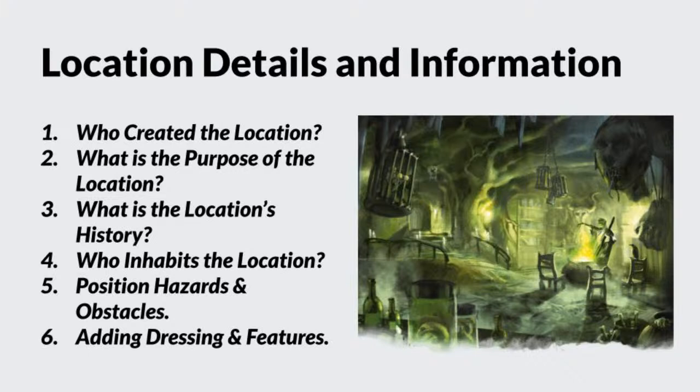Position your hazards and your obstacles in the location if it's appropriate. Not every location is going to have a hazard or an obstacle because it might not be that kind of location, right? If you're building a town or a city, it's not going to have that sort of thing necessarily. Include your traps, your puzzles, and any natural hazards that would be appropriate. And you can refer back to the Dungeon Master's Guide again on pages 102 to 105 and then pages 296 to 298 for a lot of advice around that.